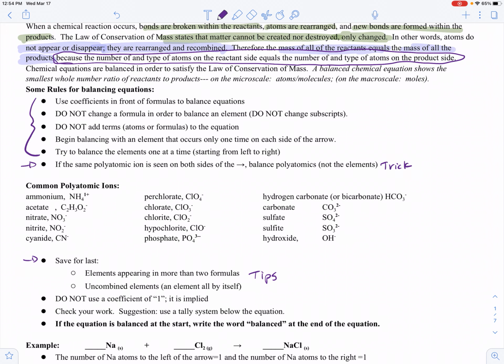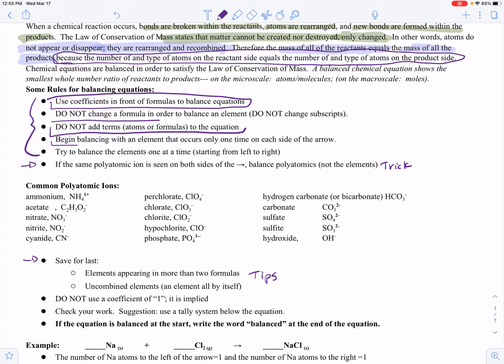It's up to you. But these are sort of just like math puzzles. So the first thing you have to know is that you can only use the coefficients in front of the formulas to balance your equations. You are not allowed to change the formula. So you can't change what the products are or what the reactants are. They have to be the same compounds. You can't change those little subscript numbers. You also cannot add terms or any sort of atoms or formulas to the equation. So you can't add a reactant or a product that wasn't already there.